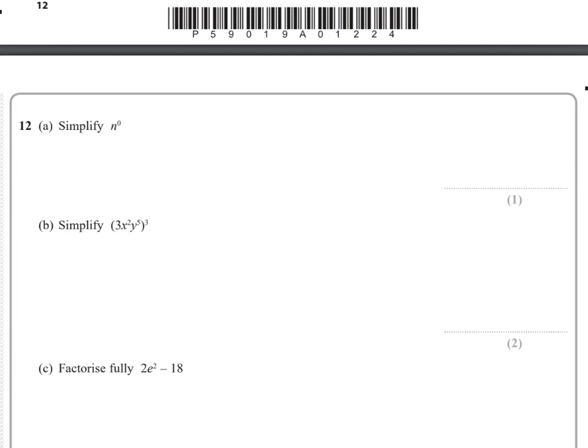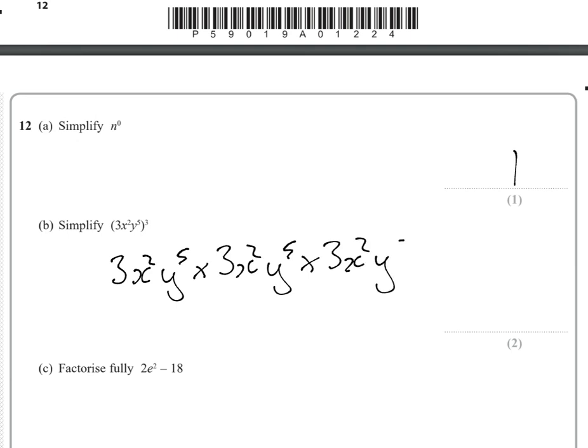But there we go. So simplify n to the naught. Well, I don't know whether any of you tried putting the power of naught in your calculator. Whatever number you choose, it will always give you 1. Okay, this is cubed, so this is 3x squared y to the 5 times 3x squared y to the 5 times 3x squared y to the 5. So now 3 times 3 times 3, that's 27. x squared times x squared times x squared. How many x's are there? x to the 6. How many y's are there? There's 15 y's there.